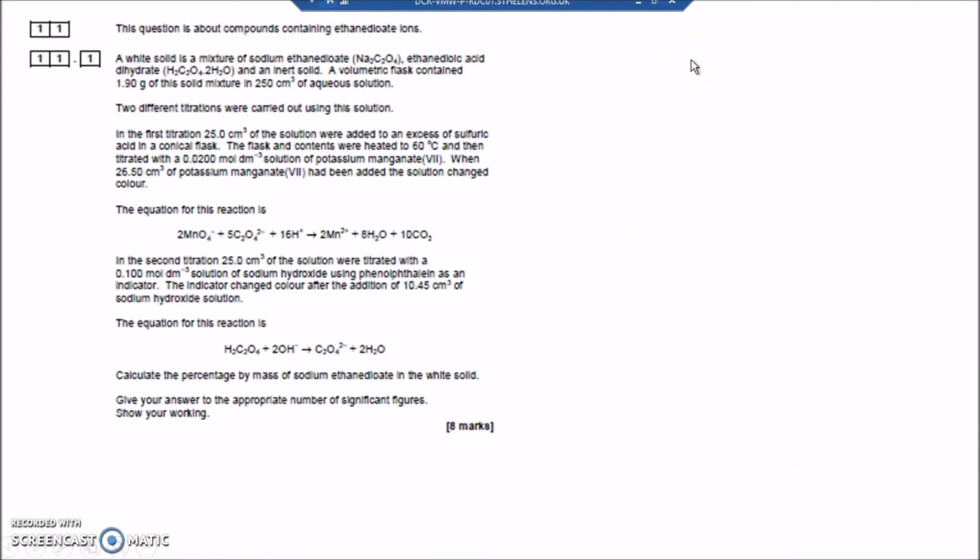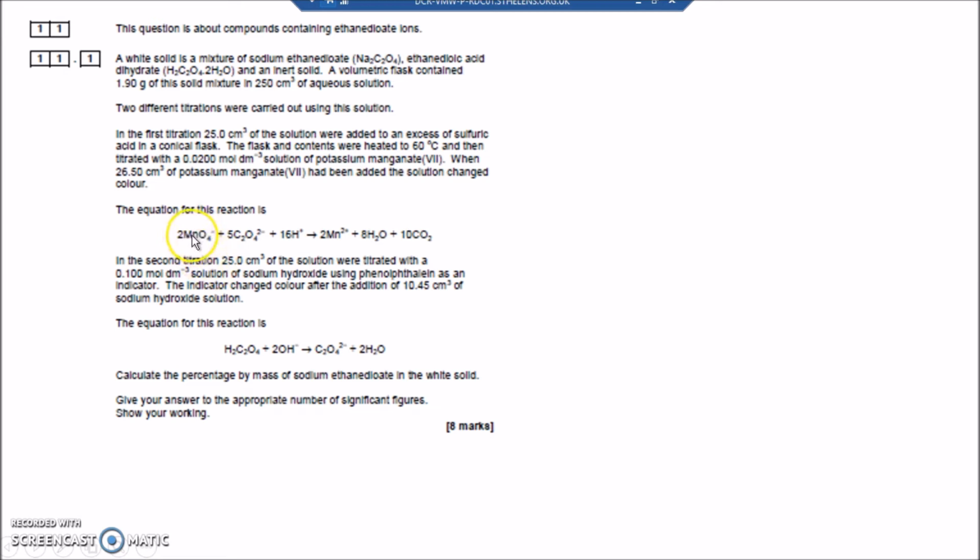So that's the number of moles of potassium manganate 7, which is this, that I'm going to react with the ethane dioate. Why have they given me this equation? They've given me this equation because it tells me 2 moles of this react with 5 moles of this. Or if I halved it, 1 mole of this would react with 2.5 moles of this.